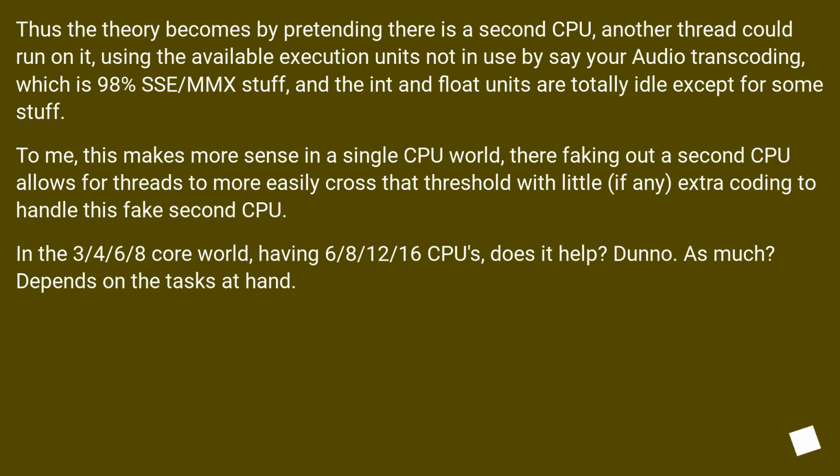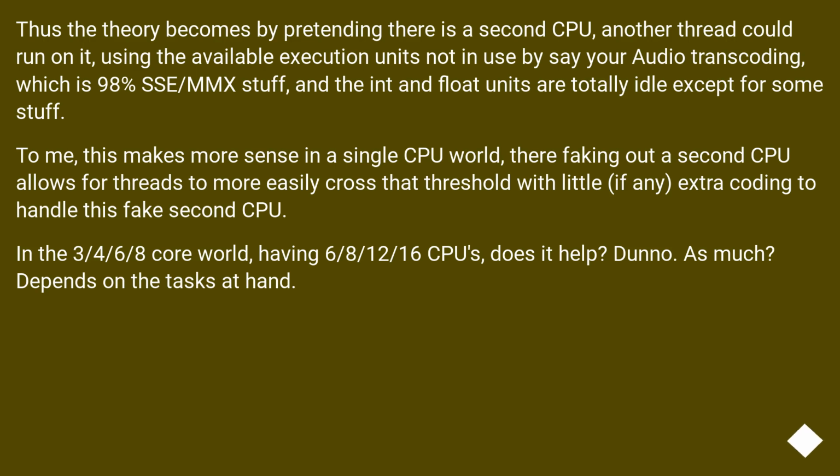Thus the theory becomes that by pretending there is a second CPU, another thread could run on it, using the available execution units not in use by, say, your audio transcoding, which is 98% MMX stuff, and the int and float units are totally idle except for some stuff. To me, this makes more sense in a single CPU world. Faking out a second CPU allows threads to more easily cross that threshold with little, if any, extra coding to handle this fake second CPU.